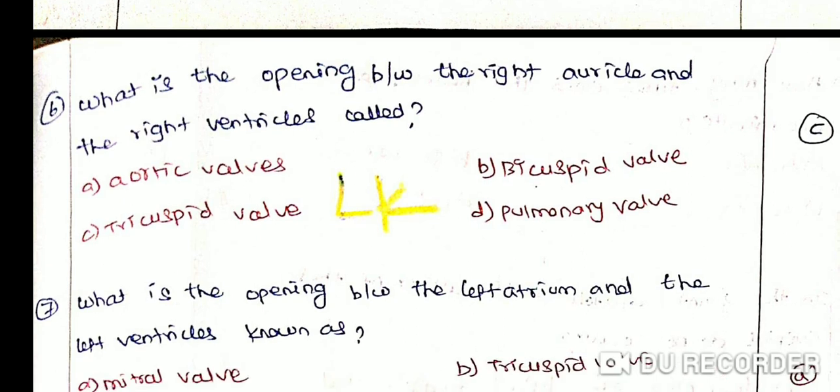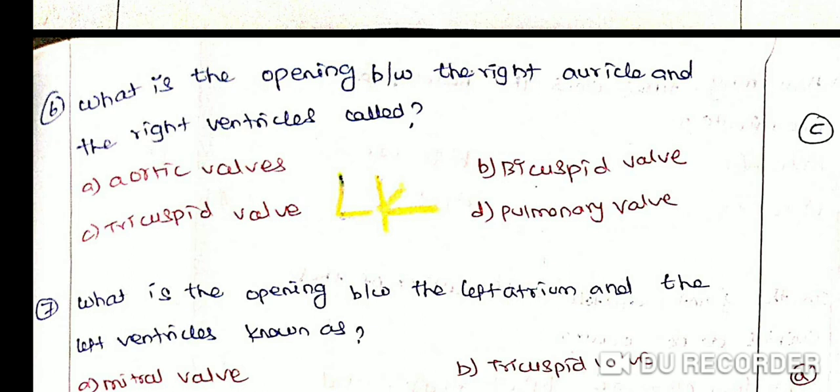What is the opening between the right atrium and the right ventricle called? Option A, aortic valve. Option B, bicuspid valve. Option C, tricuspid valve. Option D, pulmonary valve. The correct answer is option C, tricuspid valve.